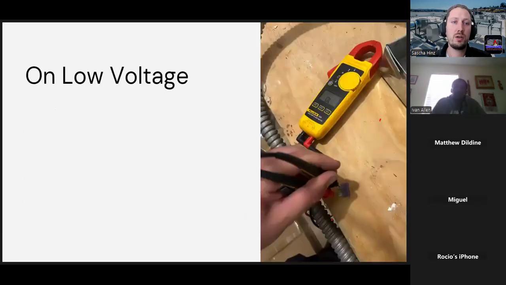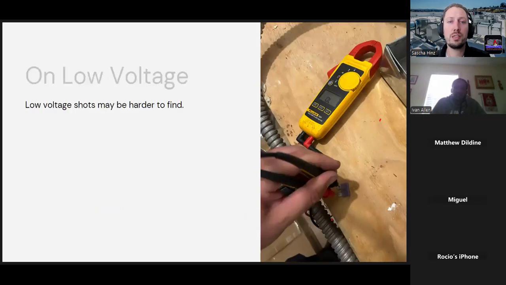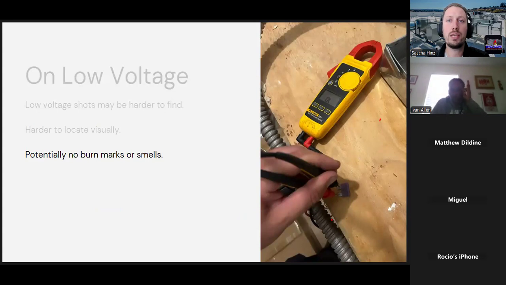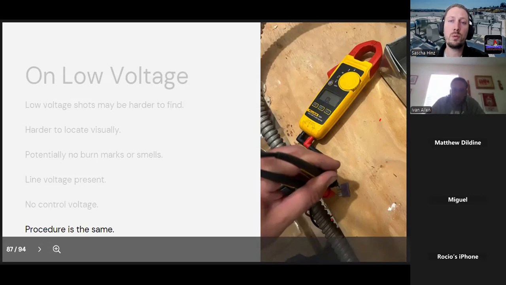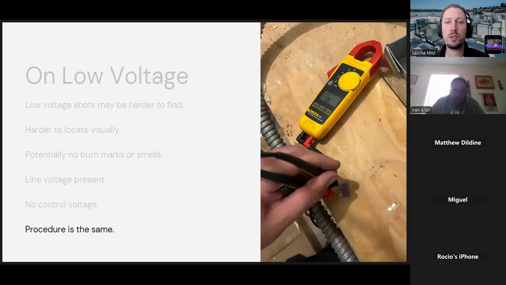Now let's go into a specific note on low voltage, because low voltage shorts can be harder to trace, mainly because they're harder to locate visually, and sometimes you do not get burnt smells or burnt marks. The way to identify it is by knowing that you have line voltage present, but your control voltage is not there. In this scenario, specifically over here, we were doing a PM and we noticed that the condenser was not running. So we went to the air handler unit and we noticed there was no control voltage present.